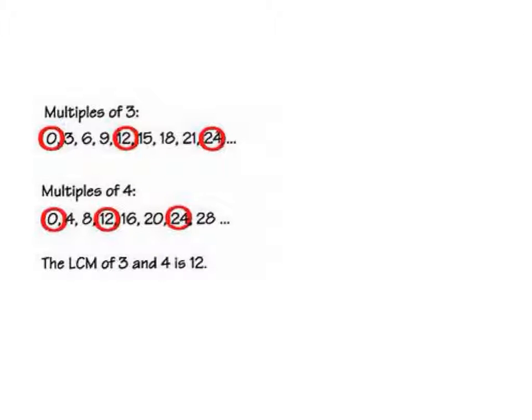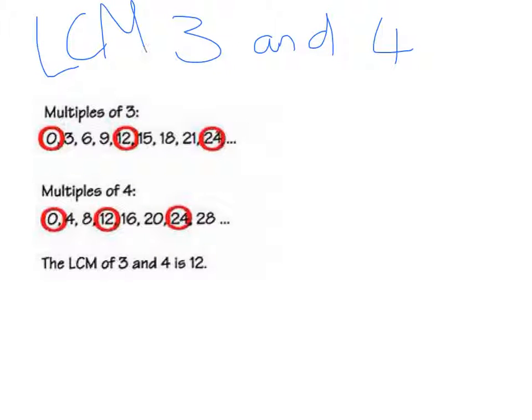If I was asked to find the lowest common multiple of 3 and 4, this is what I would do. Remember, lowest common multiple is LCM. I would write out my 3 times table, and I wouldn't start with 0, I'd start with 3. Then I would write out my 4 times table. Again, I wouldn't bother starting with 0.